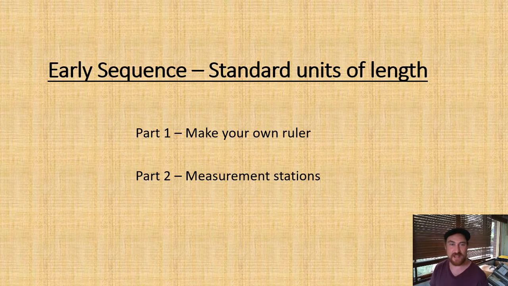This is an example of an activity that we might use early in the sequence of Phase 4 learning. That is when students are transitioning from informal units to formal units. In part 1, we're going to explore making our own ruler using what were previously informal units like blocks, giving them a value like centimeters, and building that out to make a ruler that we can then go and measure a whole bunch of stuff with.